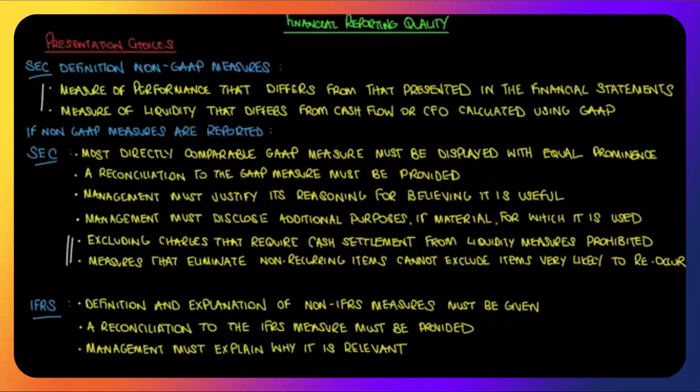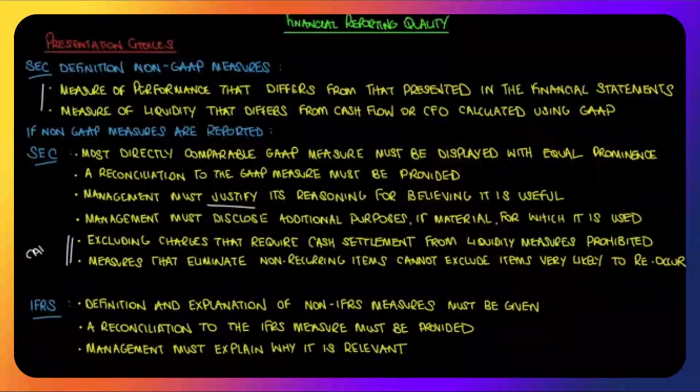This is what I've said. This is what the GAAP version would look like. There must be a justification. Why is it useful? Why are you telling me this? Management must disclose additional purposes of material for which it's used. Maybe they're using it because their lenders need it to know if you're breaching covenants. And calculation. I said it was mostly disclosure, a little bit of calculation from the SEC.